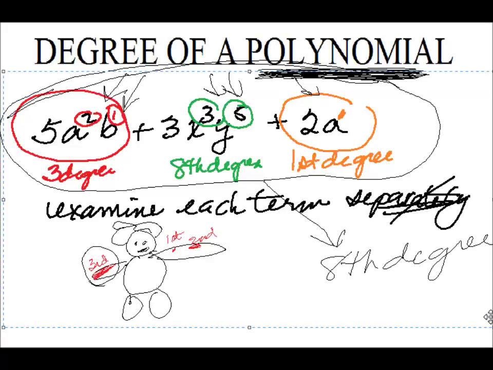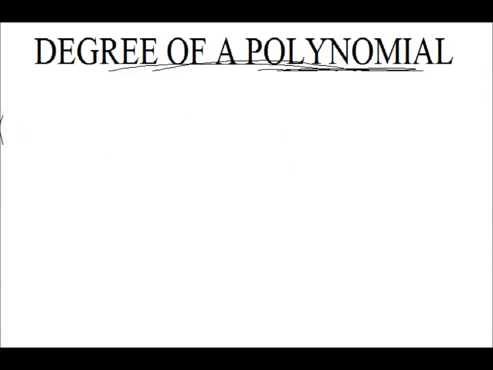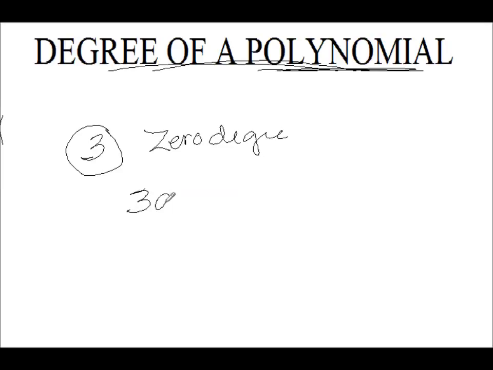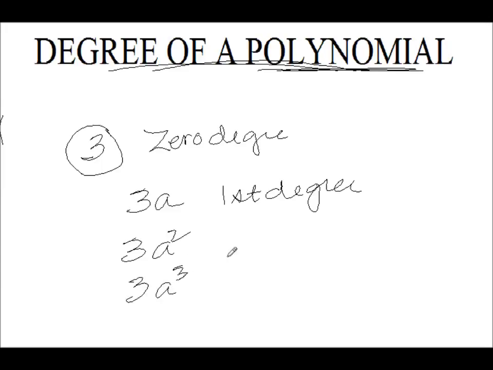Now, I do want to say one other thing that students sometimes mess up with. If we had, let's see, I need to get my pencil back. If we had just a 3, what's the degree of just a plain old number? Actually, that's a 0 degree, because it doesn't have any powers on it. Like 3a is a first-degree term. 3a squared is a second-degree term. 3a cubed is a third-degree term, and so on.